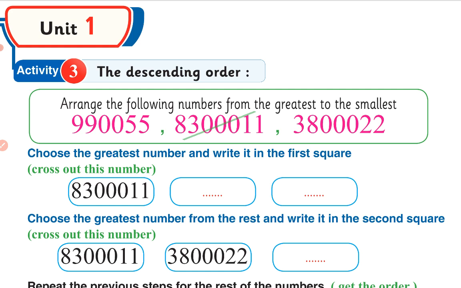To arrange in descending order, start from the greatest to the smallest.